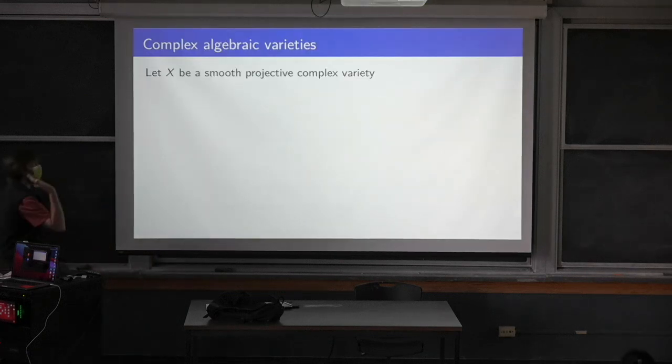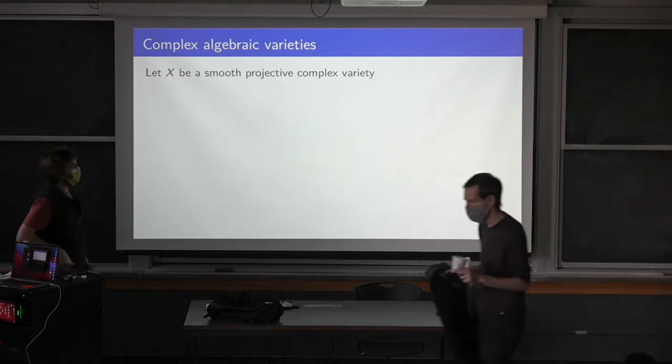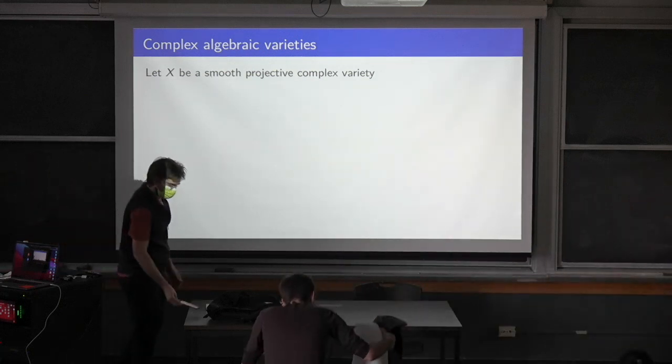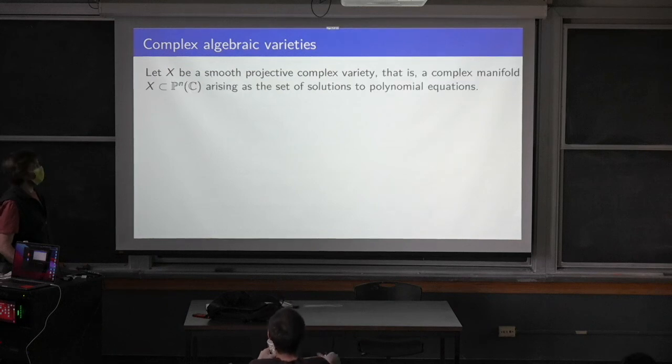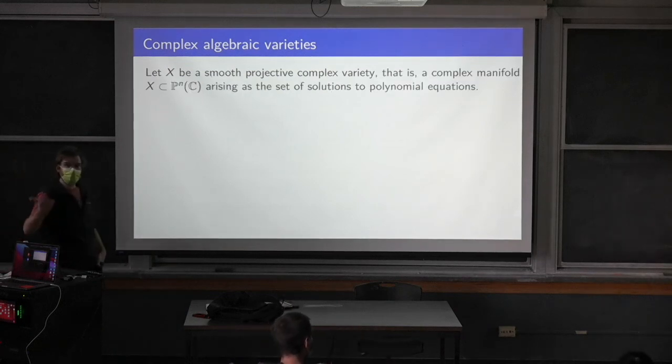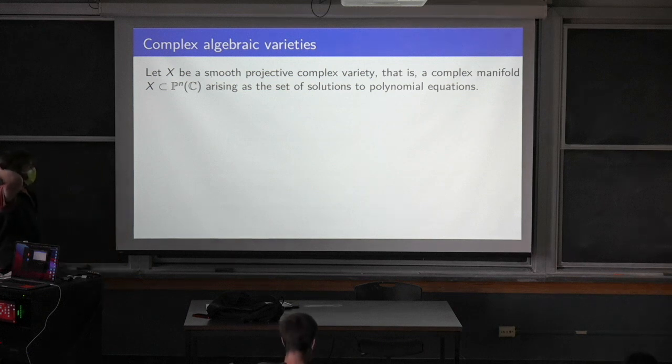So let's start with a smooth projective complex variety. By that, I mean very simply just a complex manifold X, which arises inside of complex projective space as a set of solutions to some polynomial equations.